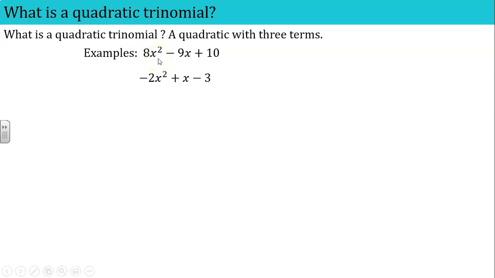So if you see an expression with an x squared term and no higher exponents, that's when you know it's a quadratic. So this is a quadratic because of the x squared term. More specifically, it's a trinomial because it has 1, 2, 3 terms. Similarly, this one is a quadratic because of the x squared term, and it's a trinomial because it has 1, 2, 3 terms. So hopefully that definition of quadratic trinomial makes sense to everybody.